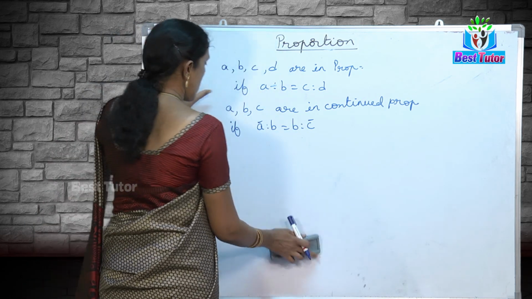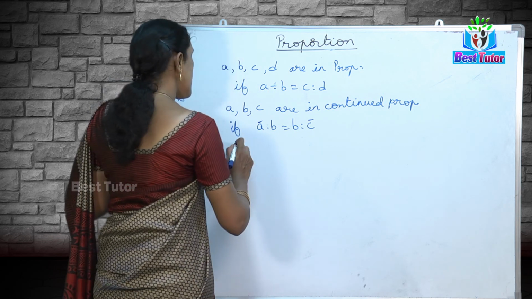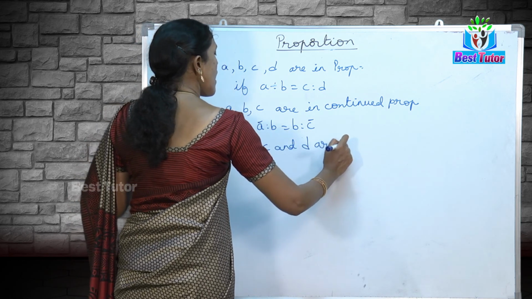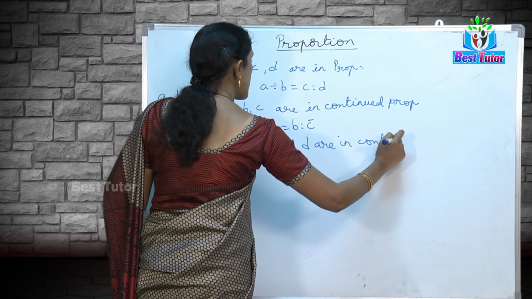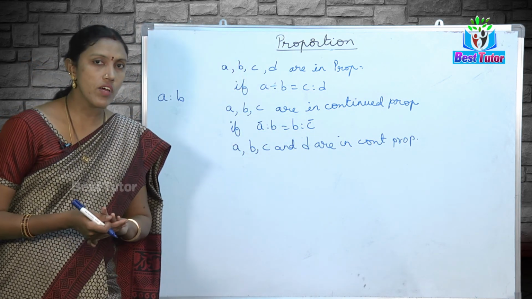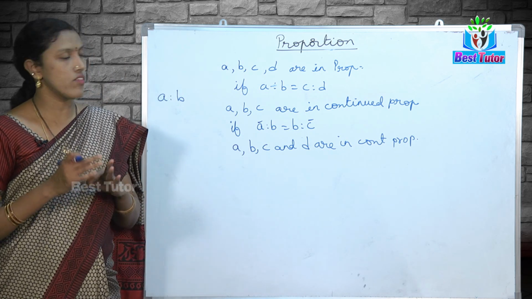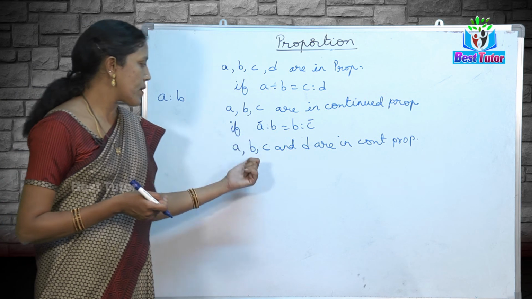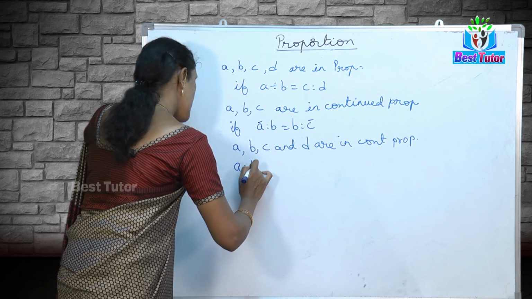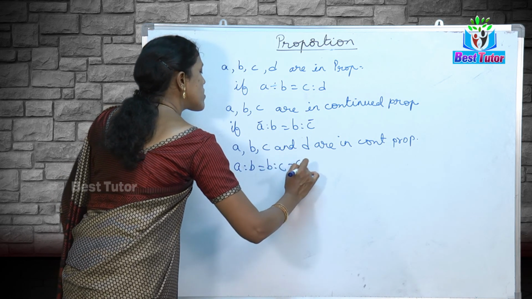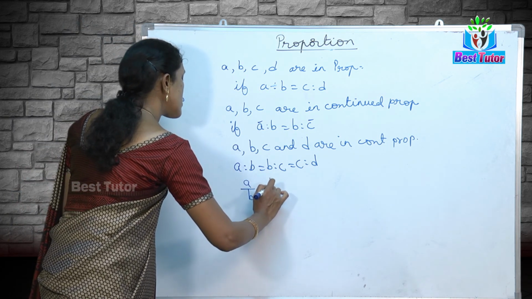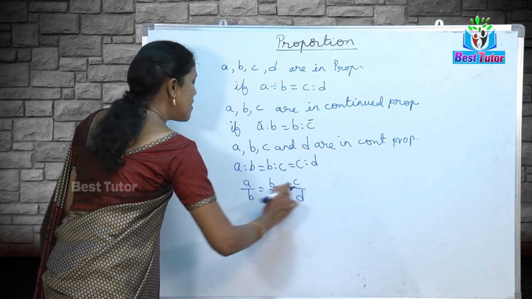A, B, C, D are in proportion. A, B, C are in continued proportion. If we have A, B, C and D in continued proportion, what does it mean? If they are in proportion, we understand A is to B is equal to C is to D. If only 3 terms are given in continued proportion, we understand A is to B is equal to B is to C. But here I have given A, B, C and D in continued proportion. It means that A is to B is equal to B is to C is equal to C is to D. Or we can also write A by B is equal to B by C is equal to C by D. There is a continuity.